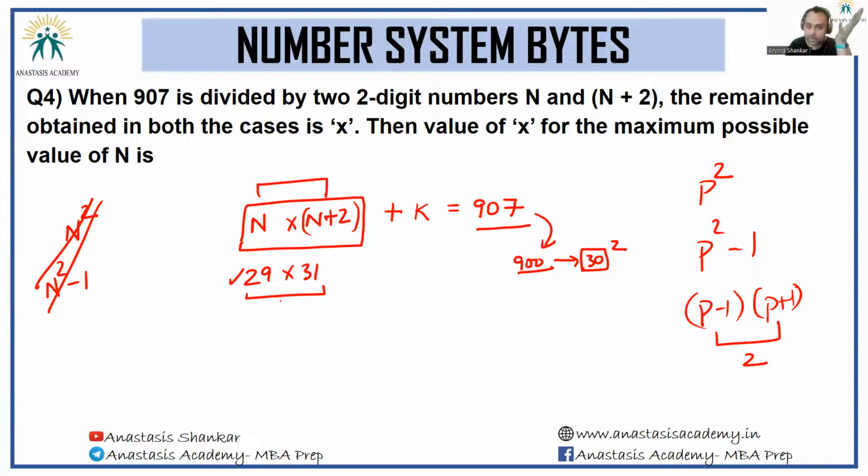In this case, 29 into 31 is 899. So what will be the remainder? What would be x? The question has defined this as x. It has to be 8 for me to get to 907. So the maximum possible value of n is 29, but the question is asking the value of x, so the answer will be 8.